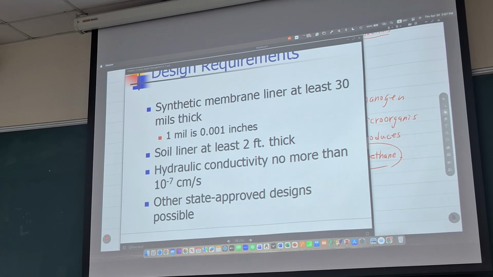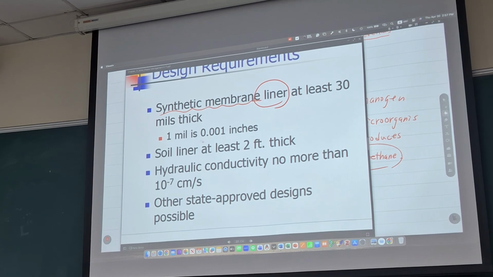Okay, what do you need for a modern landfill? You need a synthetic membrane. Okay, we call this a liner. At least 30 mils thick. 1 mil means 0.001 inches. So 30 mils means 0.03 inch.